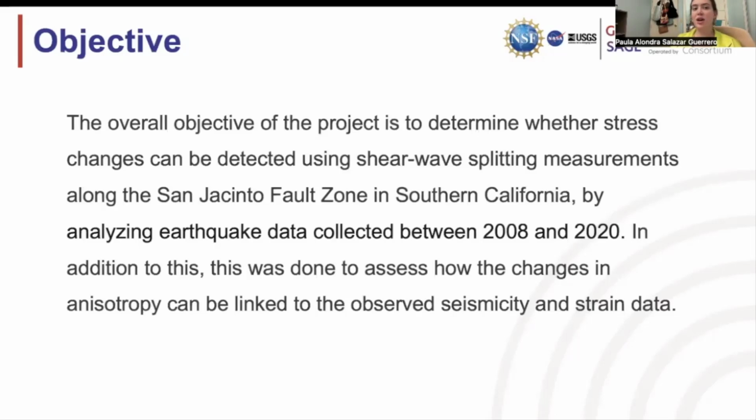This leads us to the objectives of this project. So the overall objective of this project was to determine whether stress changes can be detected using shear wave splitting measurements along the San Jacinto fault zone in Southern California. This by analyzing earthquake data collected between 2008 and 2020. In addition to this, the project was also assessing the question of how the changes in anisotropy can be linked to the observed seismicity and strain data.